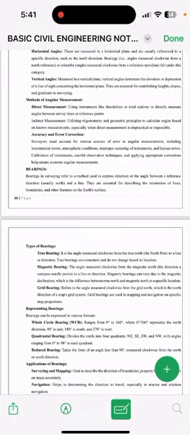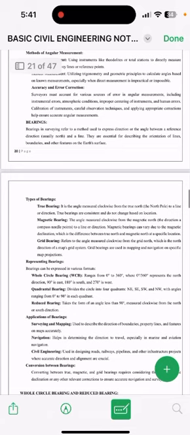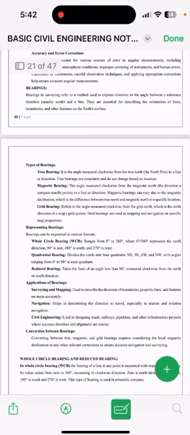What are the types of bearing? There are three types of bearing. The first is the true bearing, the next is the magnetic bearing, and the third is the grid bearing. These three types of bearings are measured in the clockwise direction from the north pole. The north pole is the reference point. These are the types of bearing.